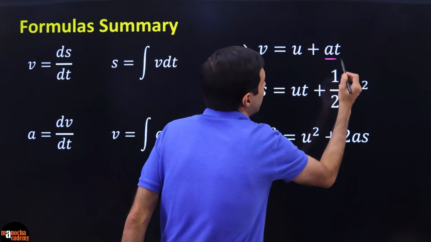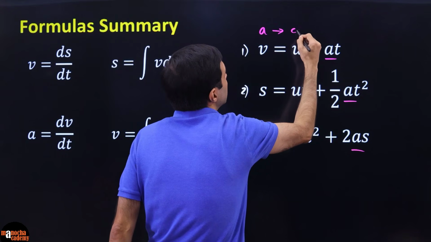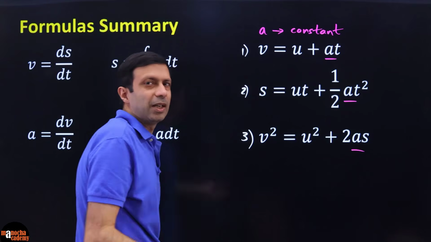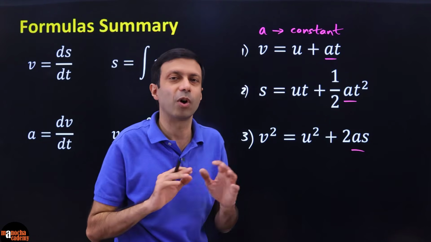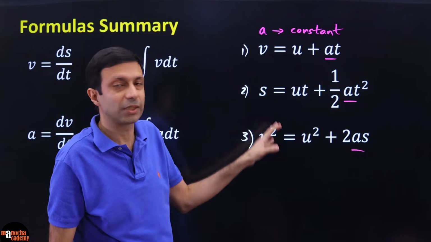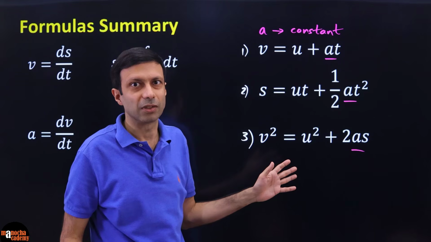So here the acceleration in these equations of motion is constant. It is a fixed value. For example, 5 meter per second square, 10 meter per second square, whatever be the value, it is fixed. So it's accelerated motion where velocity is changing, but acceleration is fixed. Then you can use these equations.